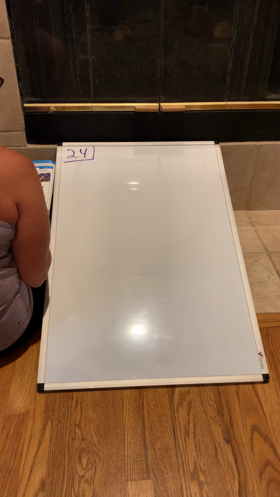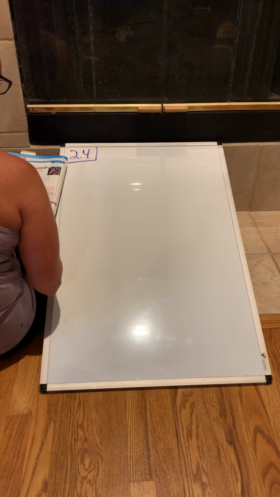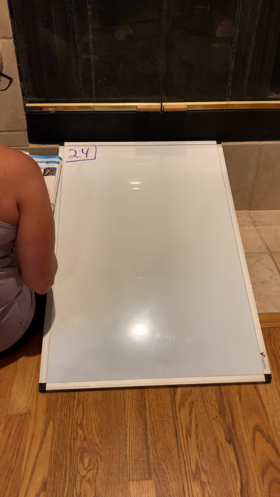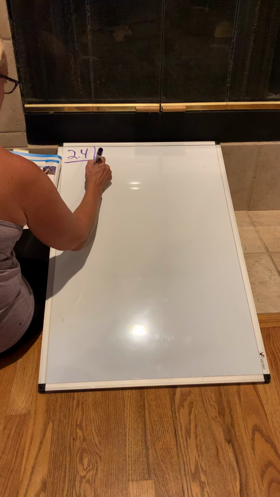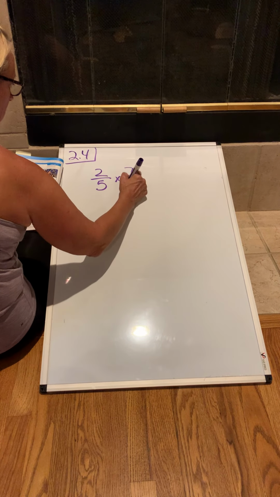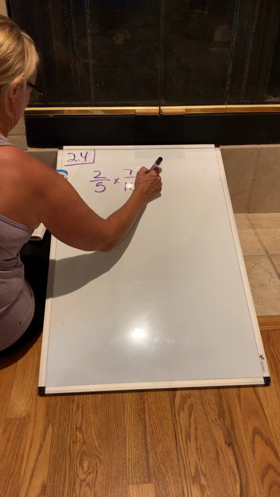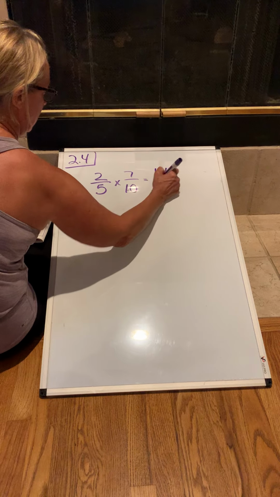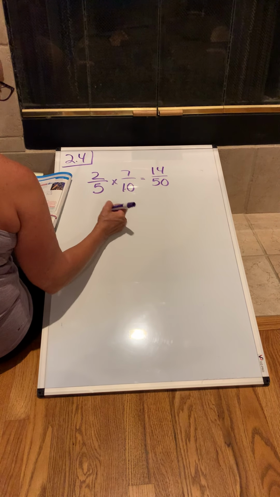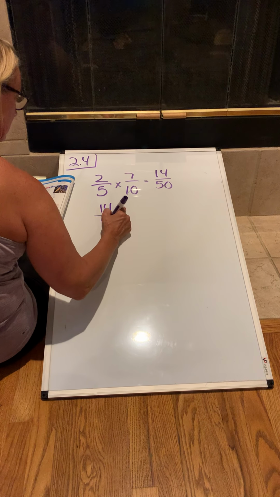So the first example on page 61, actually I don't know if it's 61 in your book, but it's the first example for 2.4. They have 2/5 times 7/10. So we know that when you multiply fractions, you just multiply straight across and you get 14/50. And then we want to simplify that. So we have 14/50.